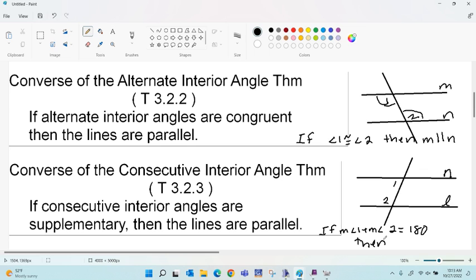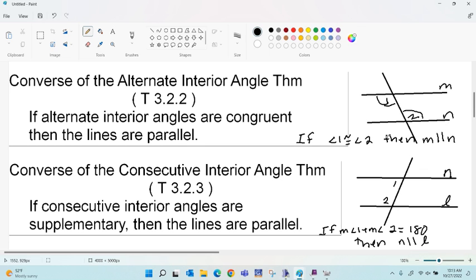Yes, please. Thank you. Okay, so if the measure of angle 1 plus the measure of angle 2 equals 180, then our conclusion is that N and L are parallel, so N is parallel to L. Right, so the conclusion, the thing you can know with all of these converses, which we talked about yesterday, is that the lines are parallel.